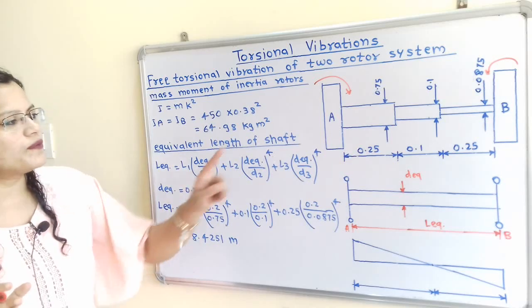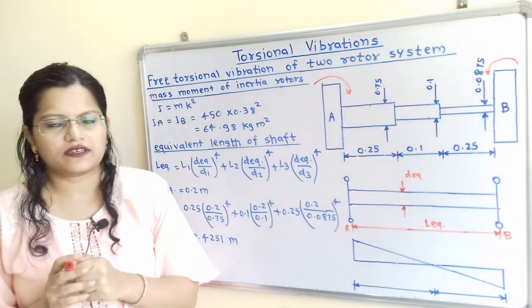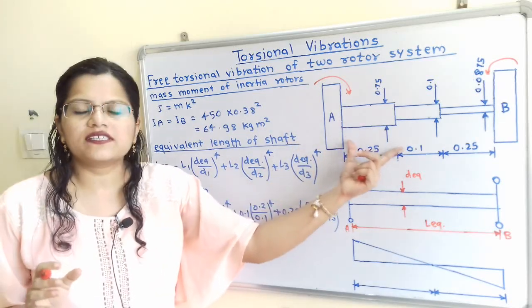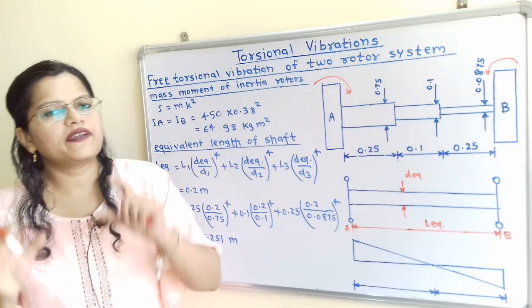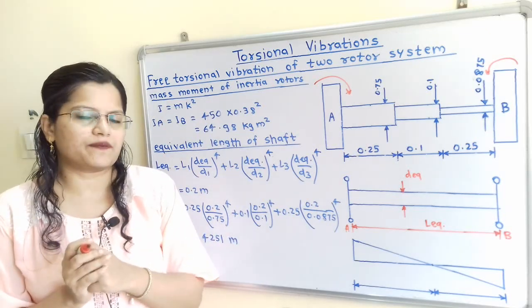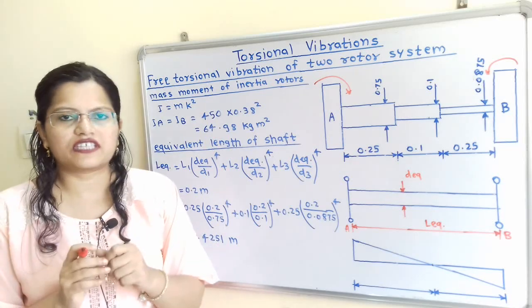Now if we observe, the diameter and length for this shaft is different. So this is the actual system as per the given data. Now we will develop here the equivalent system. So how to develop the torsionally equivalent shaft?